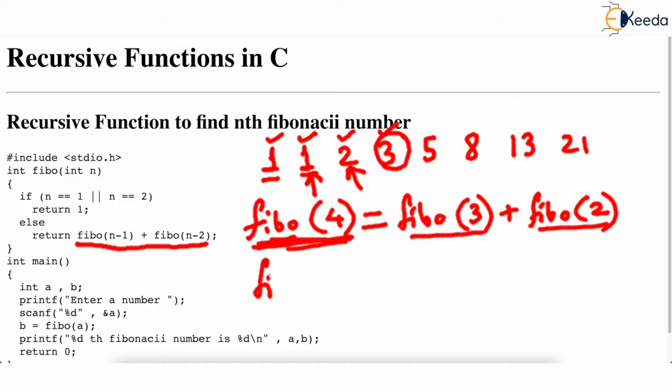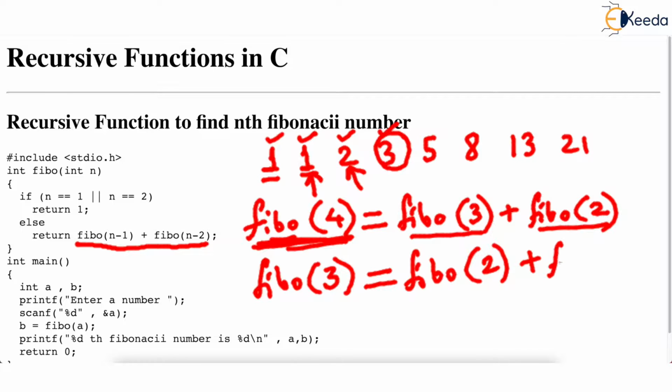But then obviously, what is the 3rd Fibonacci? We don't know that. And what is the 2nd Fibonacci? We don't even know that. But the third Fibonacci is obviously the addition of the previous two, that is the second Fibonacci plus the first Fibonacci, isn't it? So you can see the recursion getting developed here.